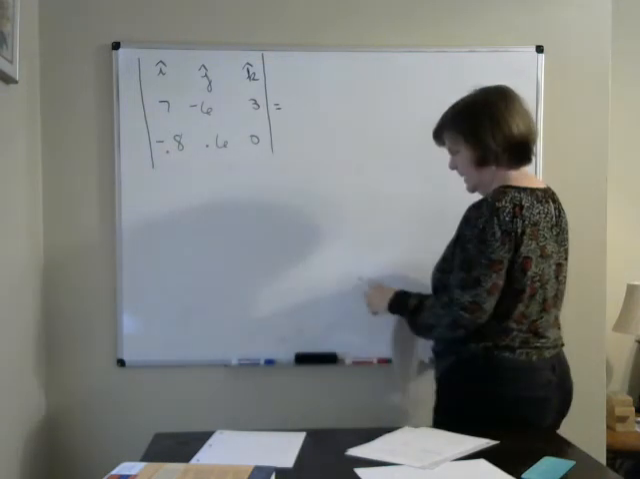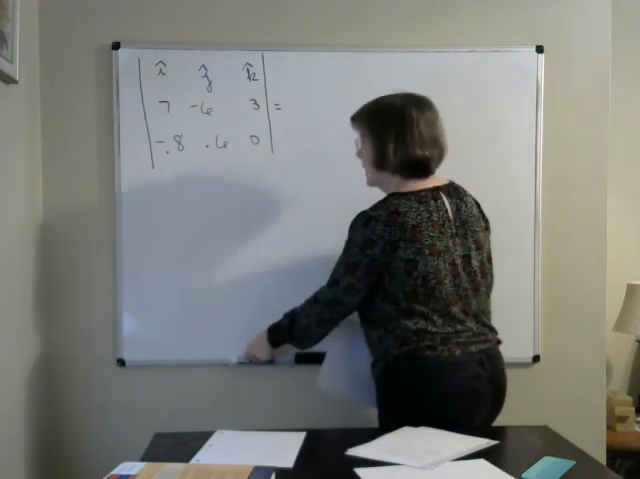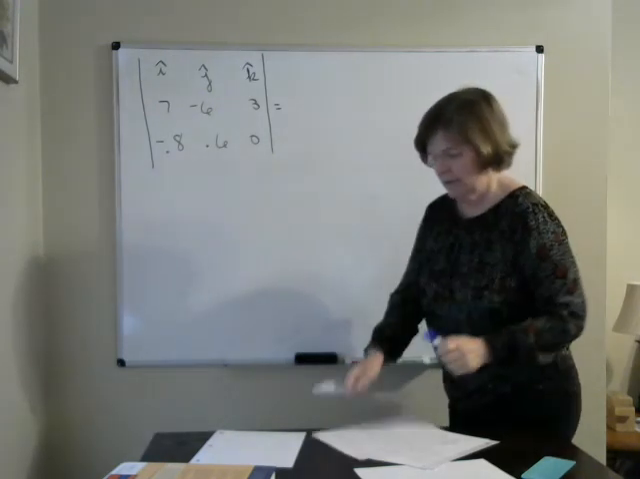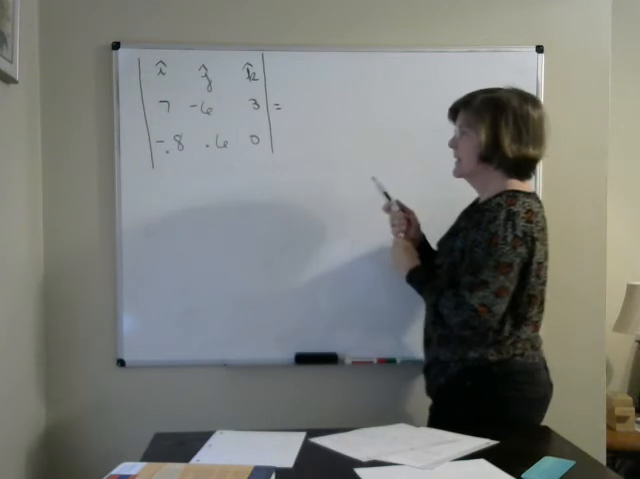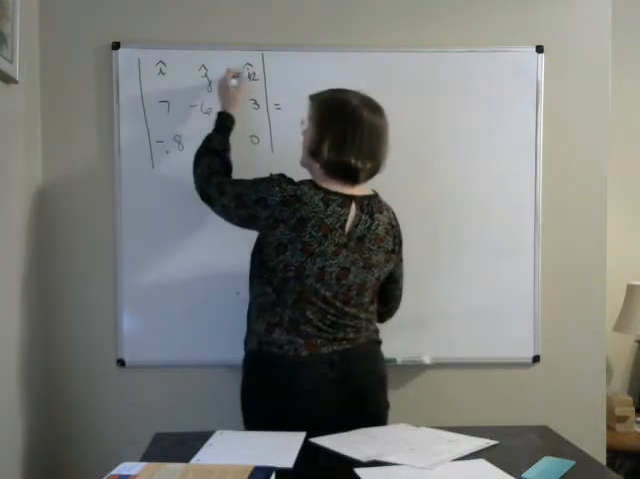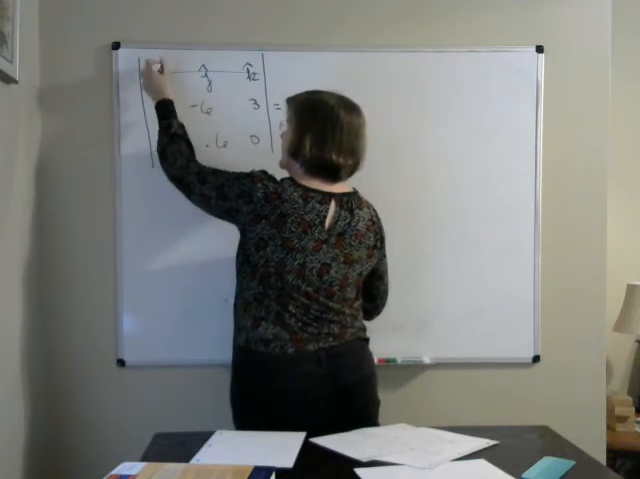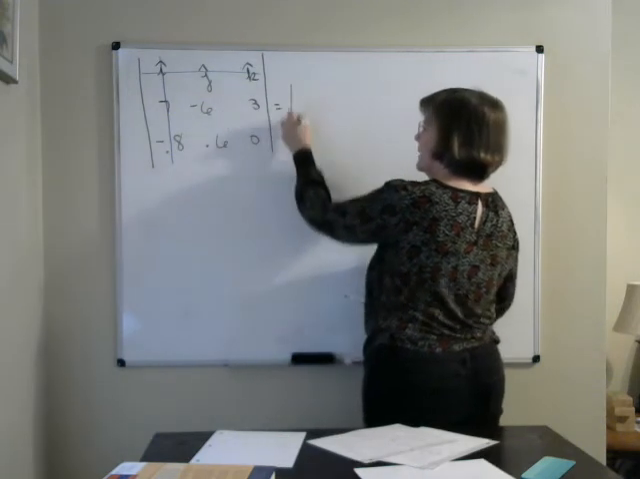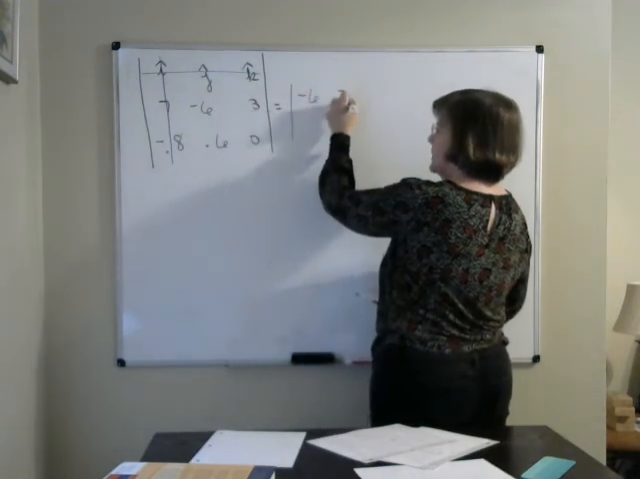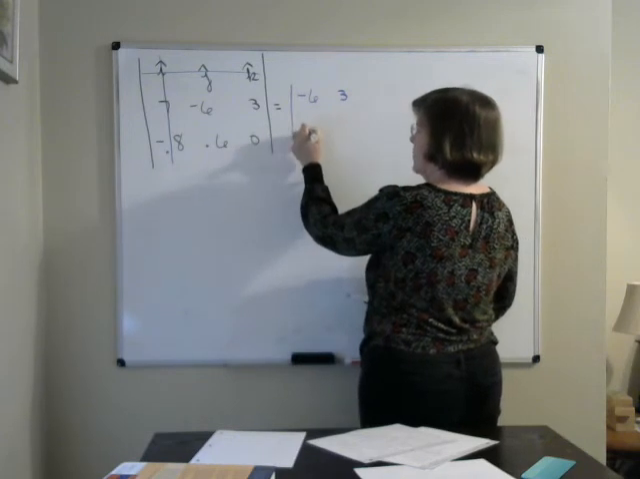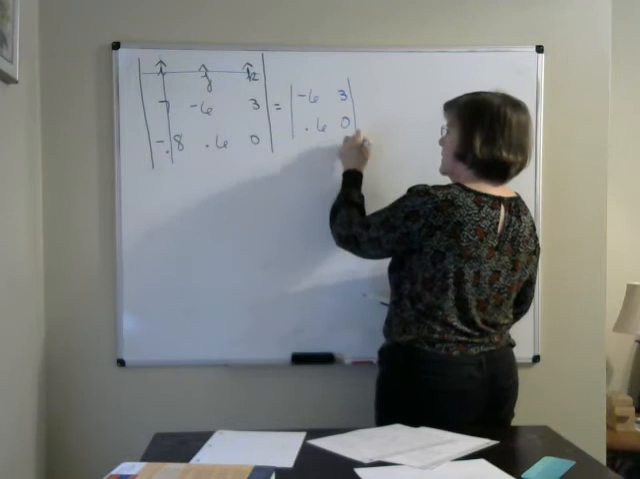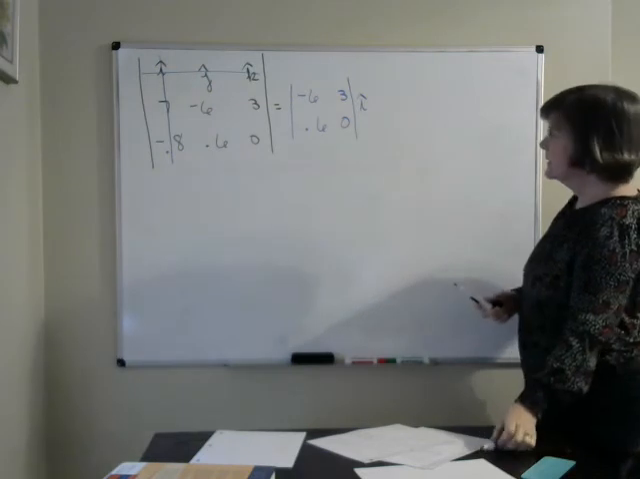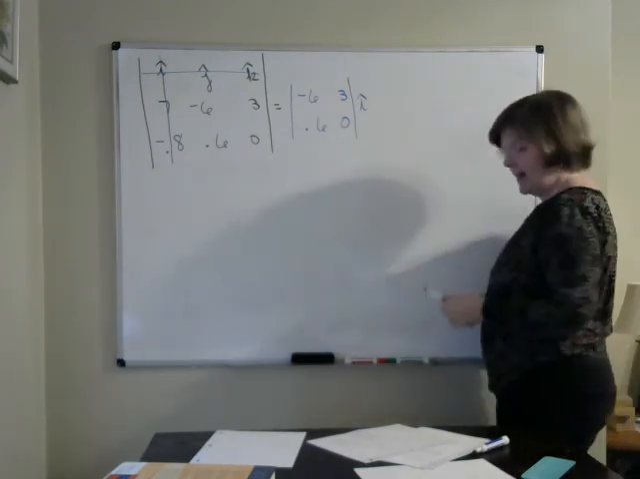Well, if you want to know the answer, the I component, what you have to do, in your mind or physically, if you're trying to find I, is cross out this row and this column, and it will equal a determinant, negative 6, 3, 0.6, 0, in the I direction. Once I take this determinant, that's going to give me the I direction.